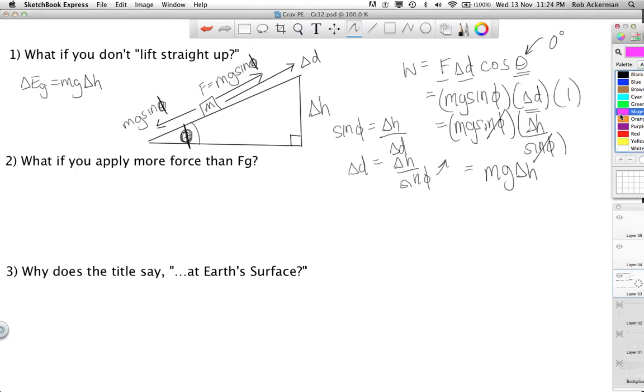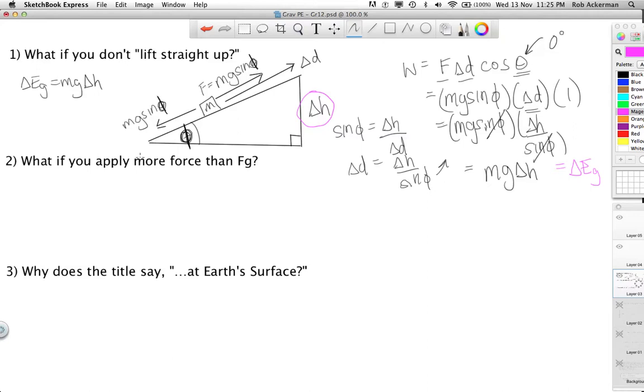All that matters when you lift something is the vertical height, not the slant length, if you want to call it that. And this is an important property of a force like gravity. It doesn't matter what path you take to get an object from one height to another. All that matters is the vertical distance traveled. Mg delta H is the work done here, and that, of course, is your delta EG, the change in gravitational potential energy, path independent.